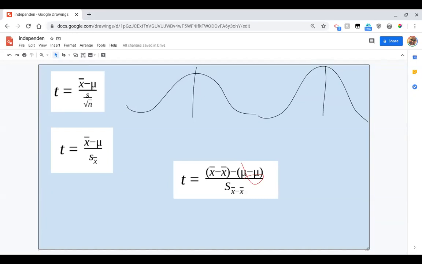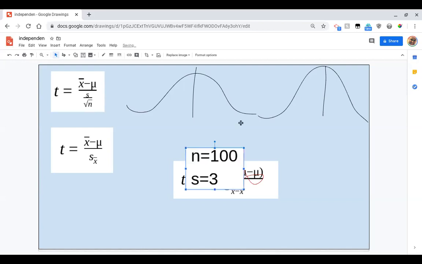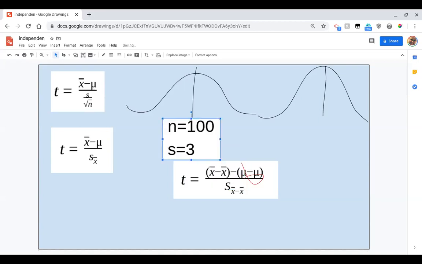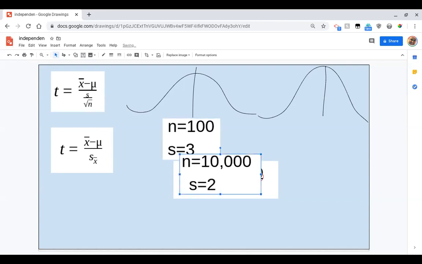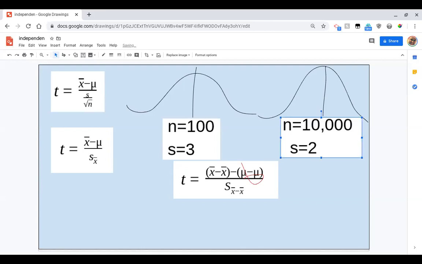Let's say for the placebo group, we had a sample size of 100 and a standard deviation of 3. And let's say for the elixir group, we had a sample size of 10,000 and a standard deviation of 2. Now, when I'm trying to decide what to do with this denominator, I have to decide whether to use the 3 or the 2 in my denominator, right? Remember, we're trying to create the standard deviation for the distribution of differences. So should I use the 3 or the 2?